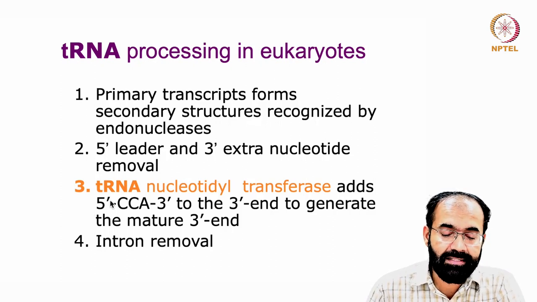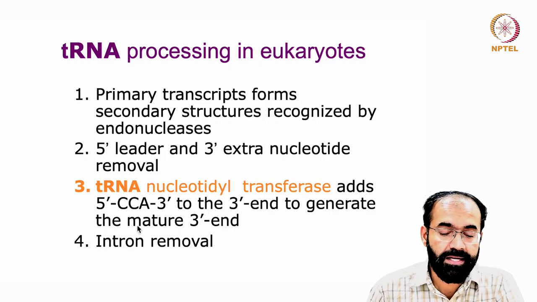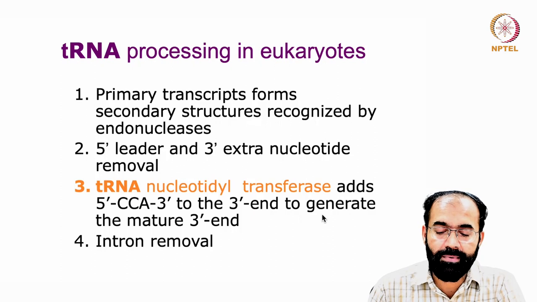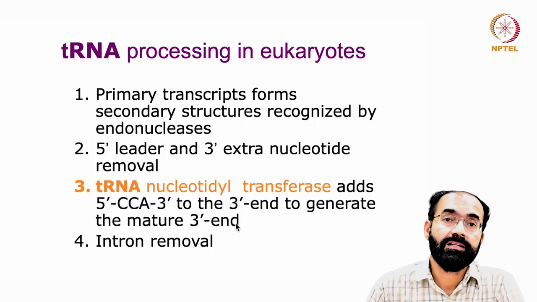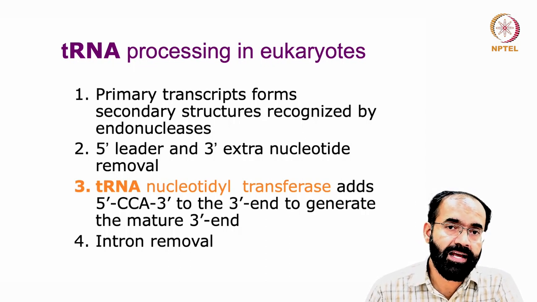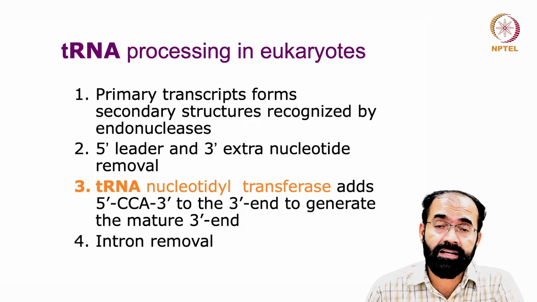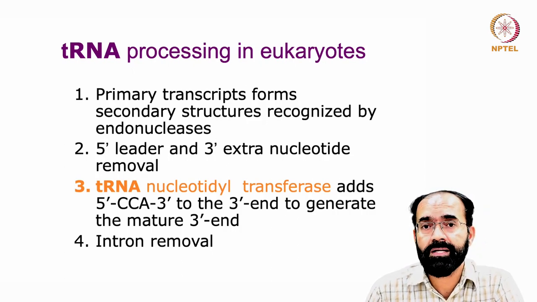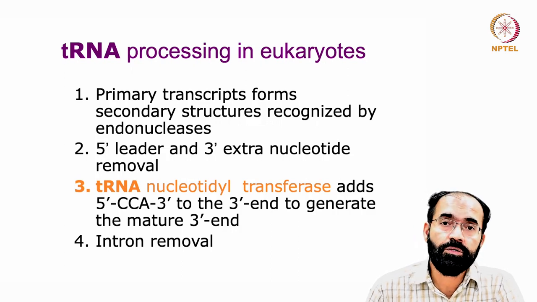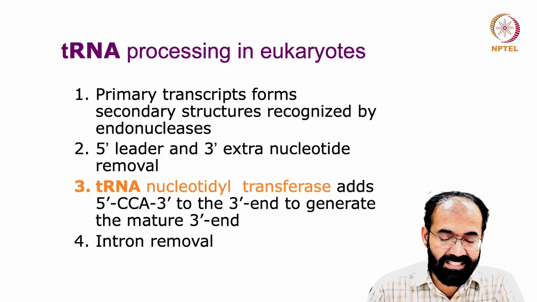And then the tRNA nucleotidyl transferase adds CCA, because the CCA has a role in the peptide bond formation inside the ribosome, which we saw in the previous classes. It adds 5' CCA 3' to the 3' end to generate a typical 3' end, which is common to all tRNAs, no matter what the sequence of the tRNA is, because one tRNA may bring alanine, another tRNA may bring methionine, another tRNA may bring tyrosine, another tRNA may bring tryptophan. Each of them may have a different sequence. However, they all will have a common CCA end, which is made by post-transcriptional modification.